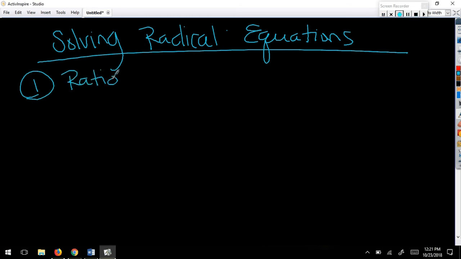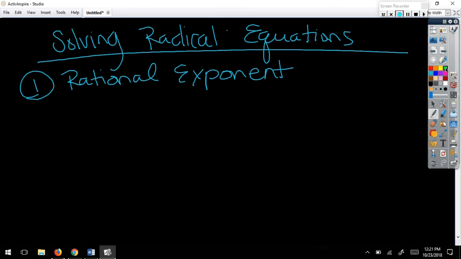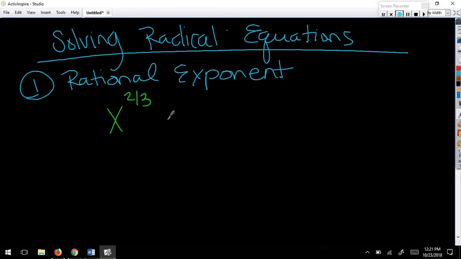Now, we've kind of done this a little bit. What is a rational exponent? A fraction exponent. So, my question to you is, if I have a fraction exponent, let's say 2/3, let's say I have something that looks like this. How do I solve that for x? In other words, what gets rid of that exponent?